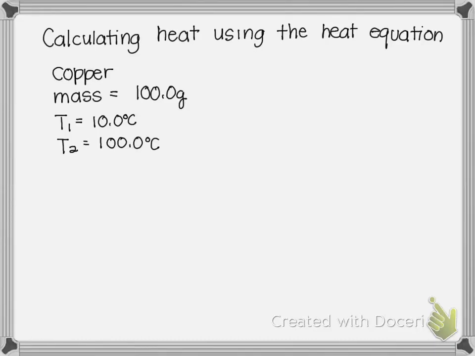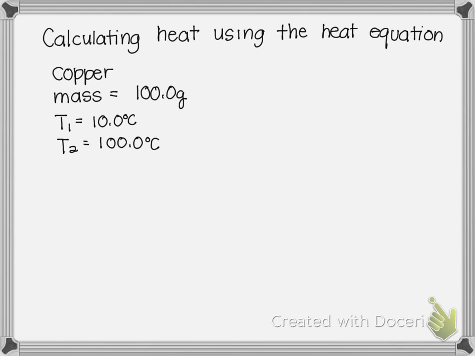In this example, I'm going to calculate heat using the heat equation. I'm given several things. I know that I have a 100 gram sample of copper. So I know that it's copper and I know the mass is 100 grams. I'm also told that it's heated from an initial temperature of 10 degrees to a final temperature of 100 degrees.